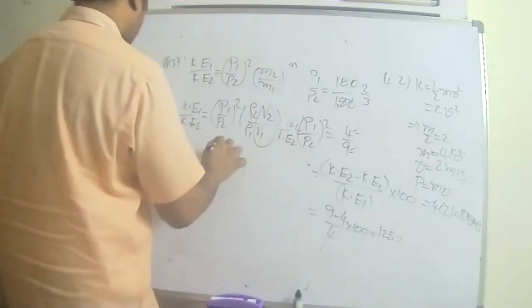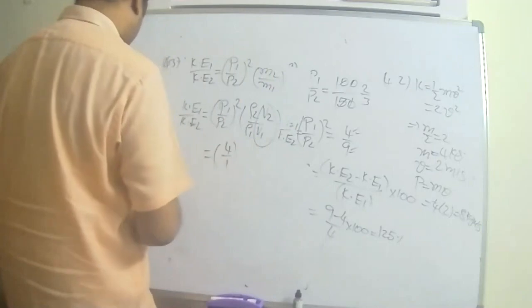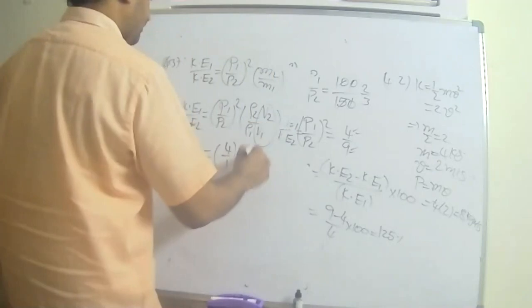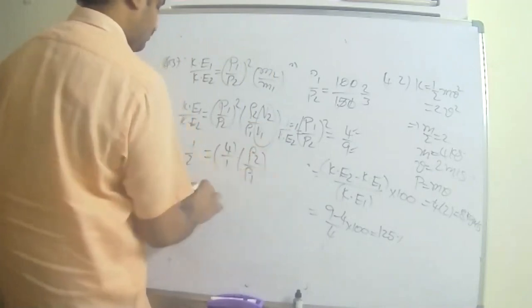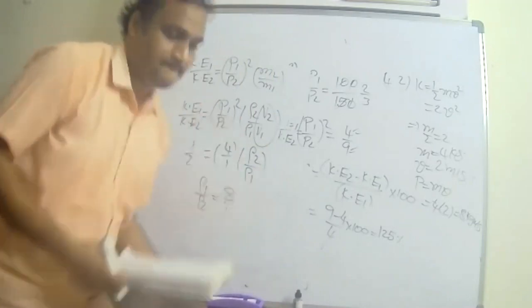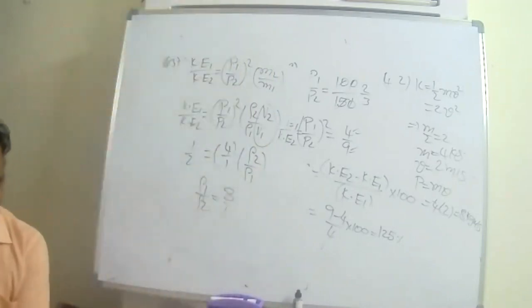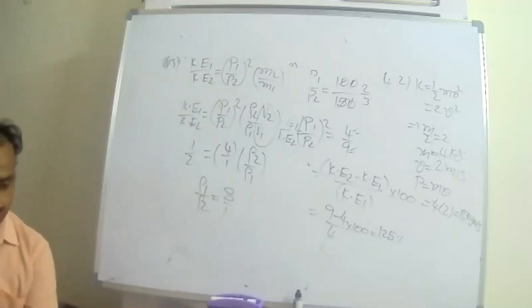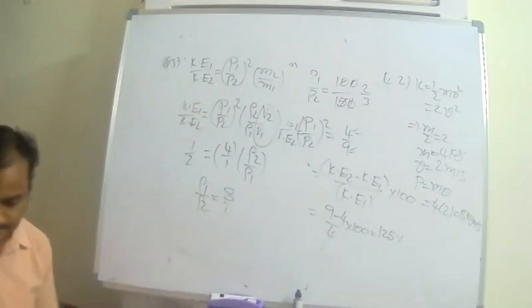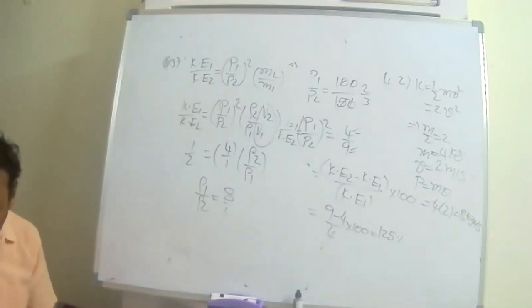Momenta is 2:1, so 4:1 is P1 by P2 whole square. Kinetic energy is 1:2. Ratio of their densities, so ρ1 by ρ2 is equal to 8:1. Okay na? So అక్కడ వరకు ఏమైనా డౌట్స్ ఉన్నాయా, kinetic energy and relation between kinetic energy and momentum.